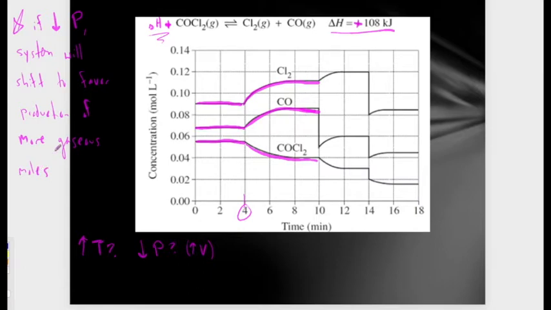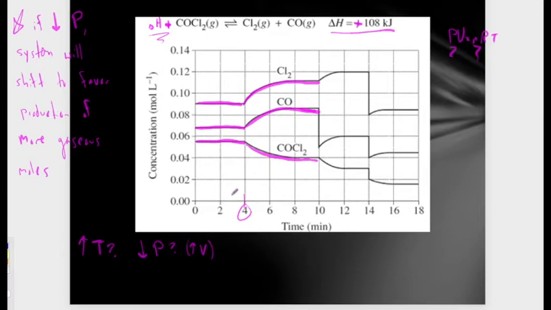And it's that simple. Remember that the ideal gas law is PV equals nRT. Pressure and number of moles are directly related to each other, okay? So if we decrease the pressure, the system will shift to favor the production of more gaseous moles. That's something I could have done here at 4 minutes, right? I can see that the system responded to whatever stress I did.